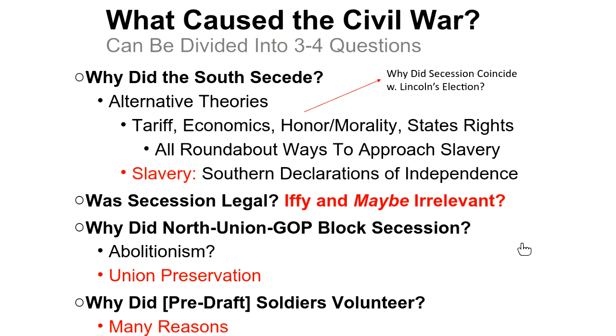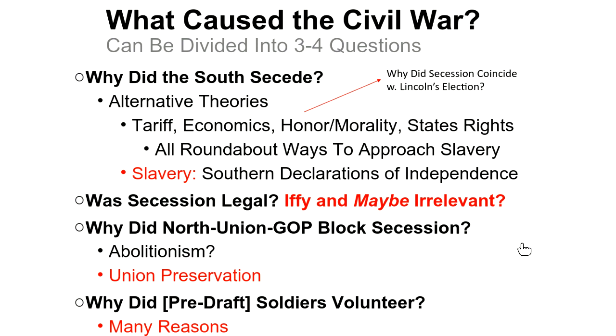Now, this also raises other questions as to why the North even blocked secession. There were plenty of people in the North that said, good riddance, let the South go away. We've been having these disagreements anyway. And who knows, that could have led to some future war out West, although on paper, the South was conceding that they were not making a claim to the West when they seceded.